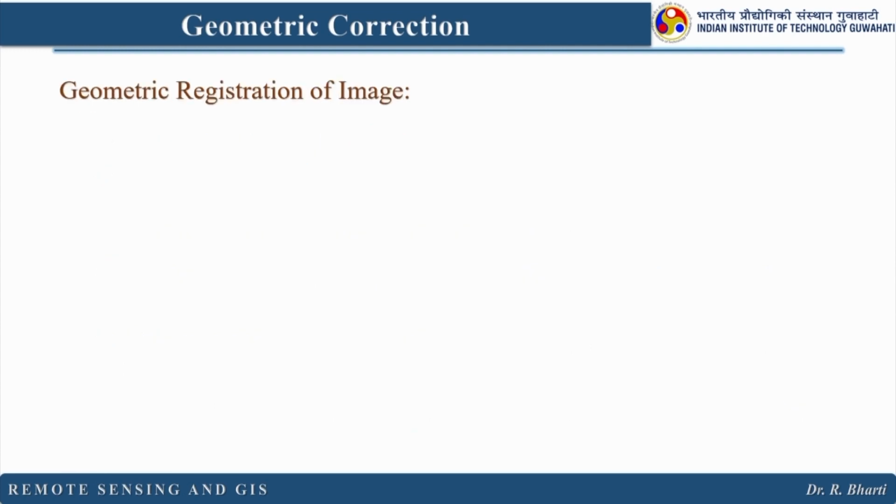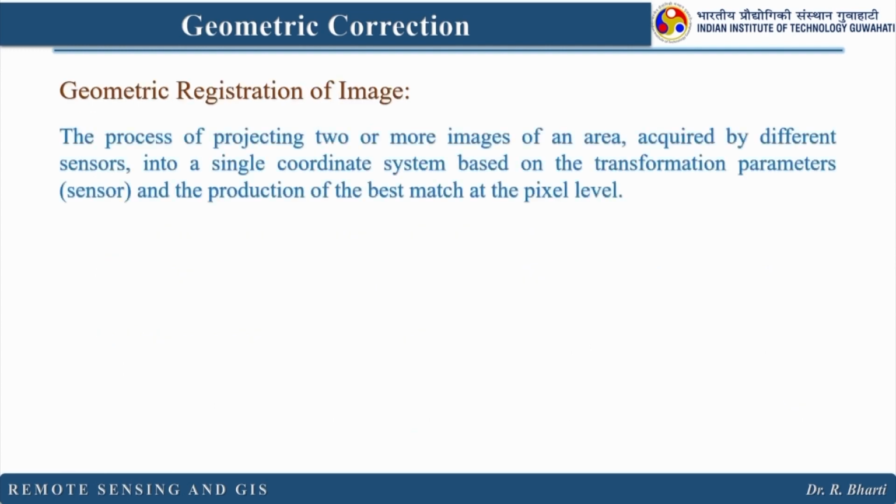Now, geometric registration of image is the process of projecting two or more images of an area acquired by different sensors into a single coordinate system based on the transformation parameters, and those parameters will be from the sensor, and the production of the best match at the pixel level. So, there should not be any change between this map and the image which is acquired by sensor after the correction.